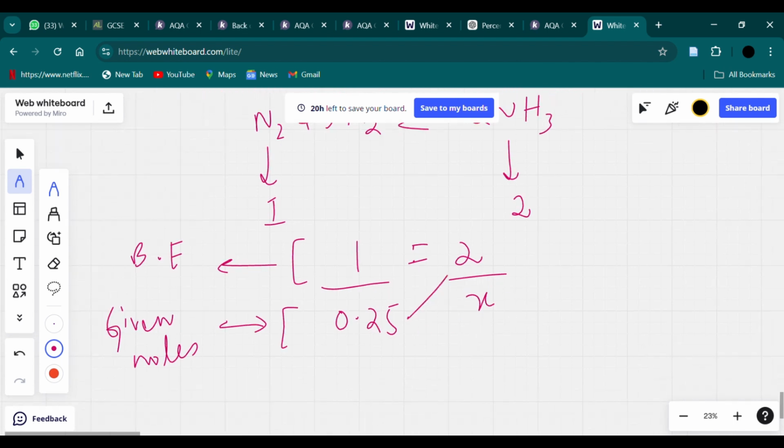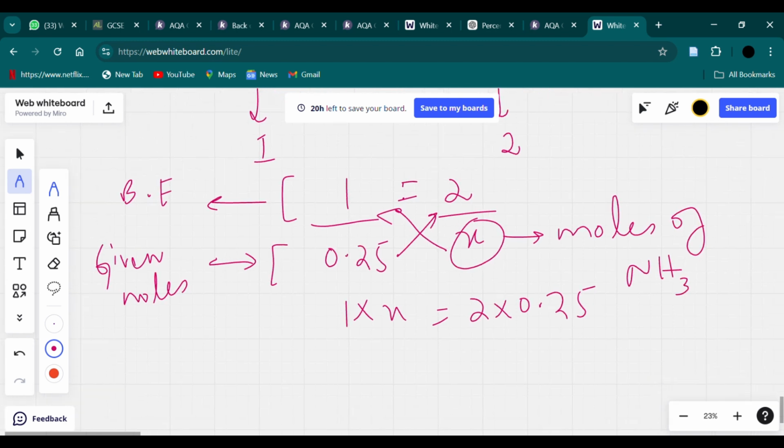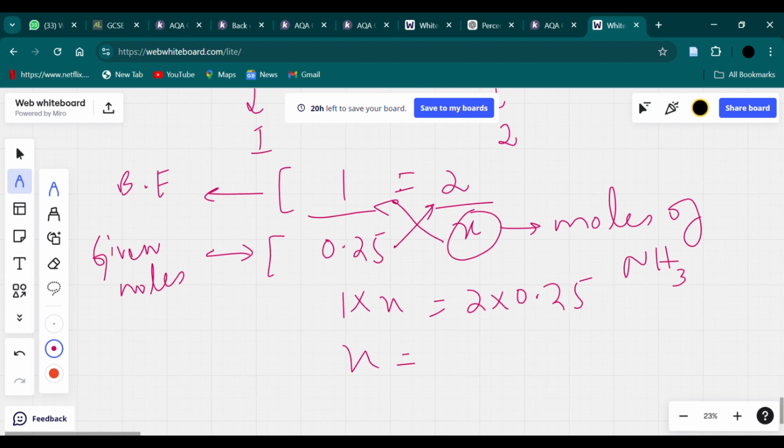So you will do the cross multiplication. So 1 multiplied by x is equal to 2 multiplied by 0.25. What is the x here? x is the moles of ammonia. So x is equal to 2 multiplied by 0.25, which is equal to 0.5 moles of ammonia.